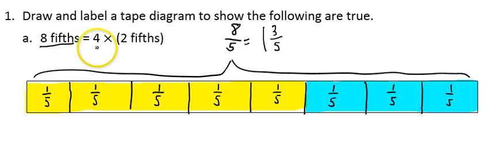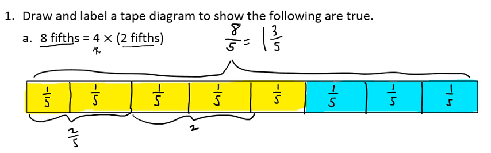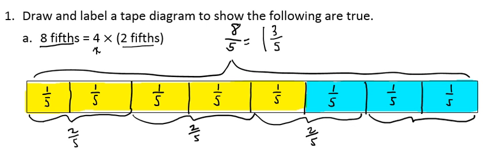Now we have to show that 8/5 is the same thing as 4 groups of 2/5. So I'm going to group my 2/5 down below. So here's one group of 2/5. Here's another group of 2/5. A third group of 2/5, and a fourth group of 2/5. So 4 times 2/5 would be the same as 2/5 plus 2/5 plus 2/5 plus 2/5. And this tape diagram shows why that is true.